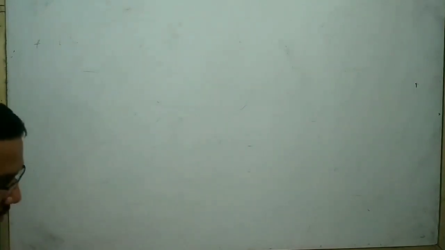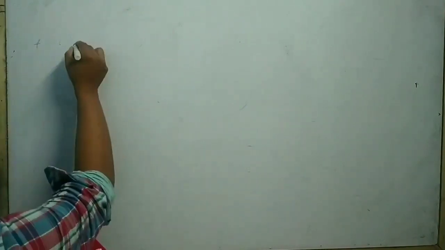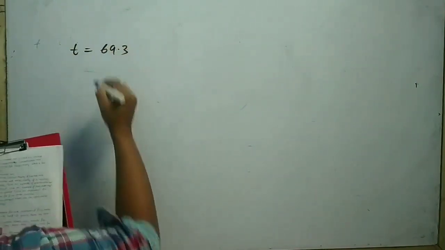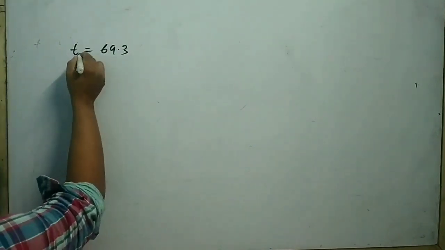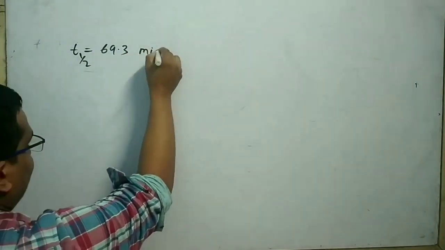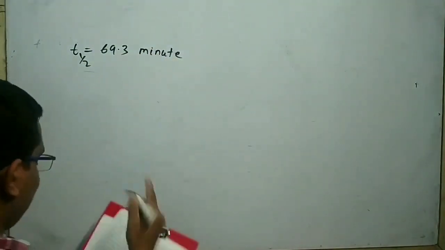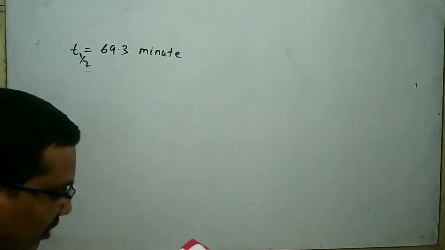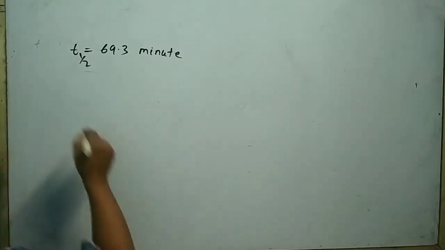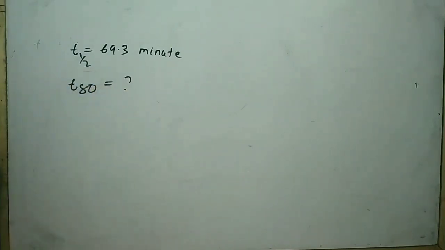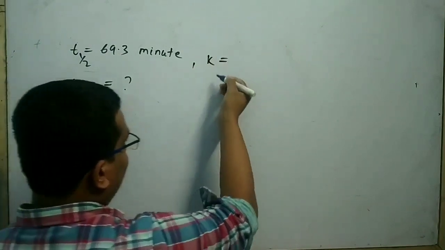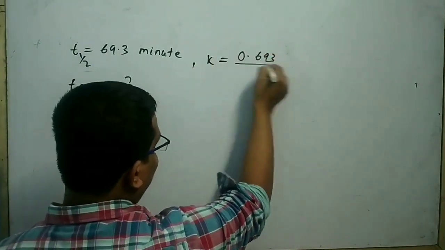Now I will solve a problem related to the first order reaction. The first order reaction takes 69.3 minutes for 50% completion, that means T half is equal to 69.3 minutes. In this question T half is given. How much time will be needed for 80% completion? That means our aim is to find out T80. With the help of T half, we can find out the value of K. We know that K is equal to 0.693 divided by T half.